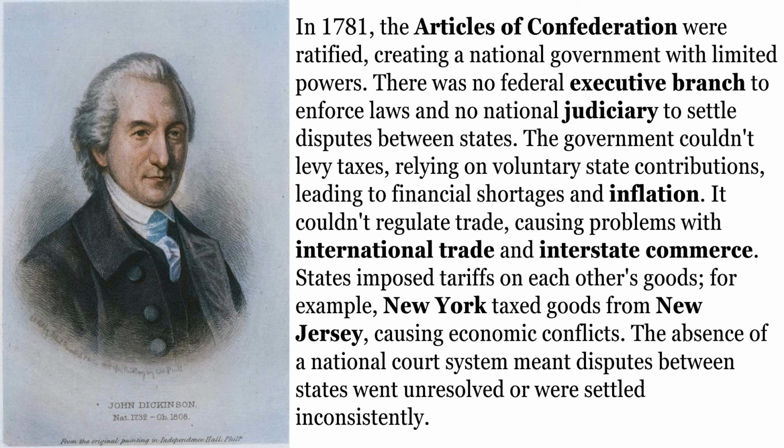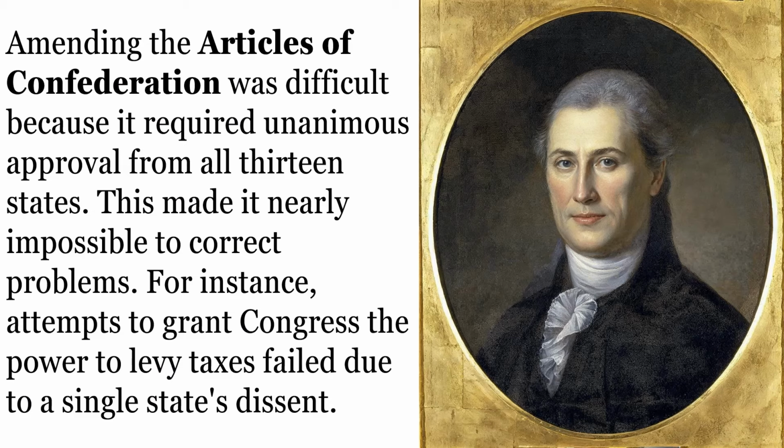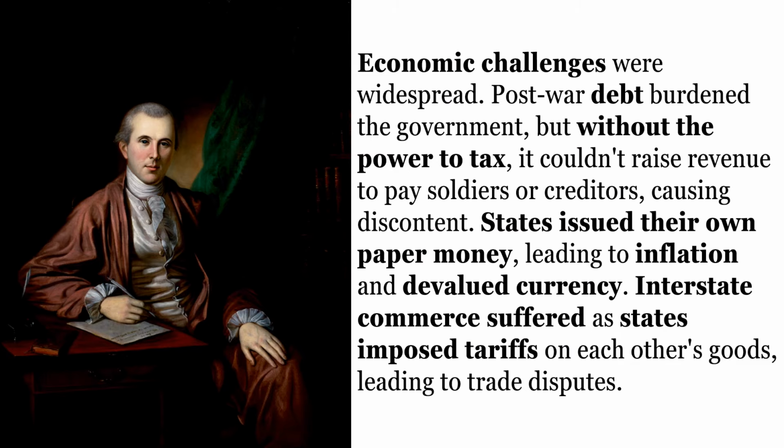The absence of a national court system meant disputes between states went unresolved or were settled inconsistently. Amending the Articles of Confederation was difficult because it required unanimous approval from all 13 states. This made it nearly impossible to correct problems. For instance, attempts to grant Congress the power to levy taxes failed due to a single state's dissent.